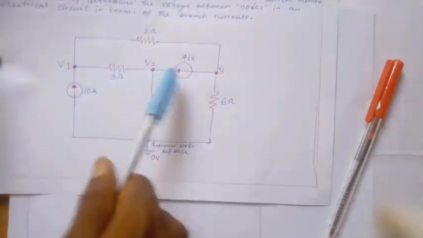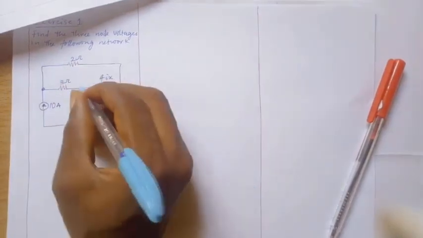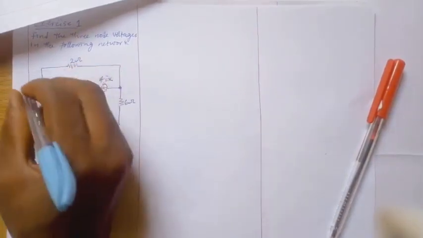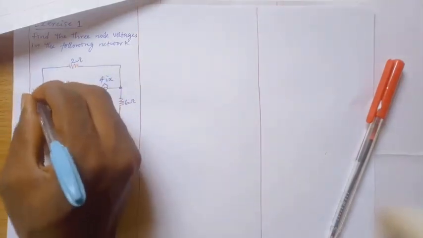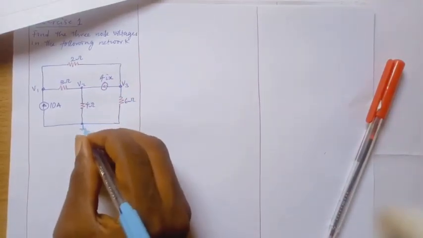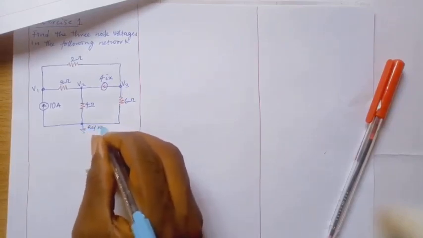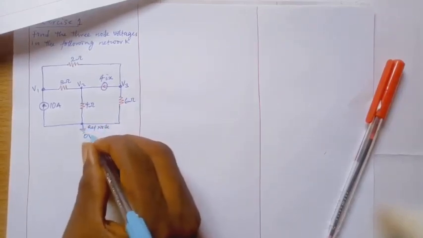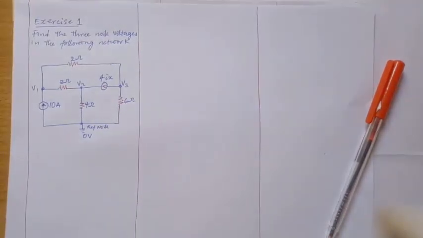Now let's put this V1, V2, V3. In my own case, I will be using V1, V2, V3. It can be VA, VB, VC, V1, V2, V3, and this one is connected to the ground. We call it the reference node, ref node, 0 volts. Okay, that is 0 volts.